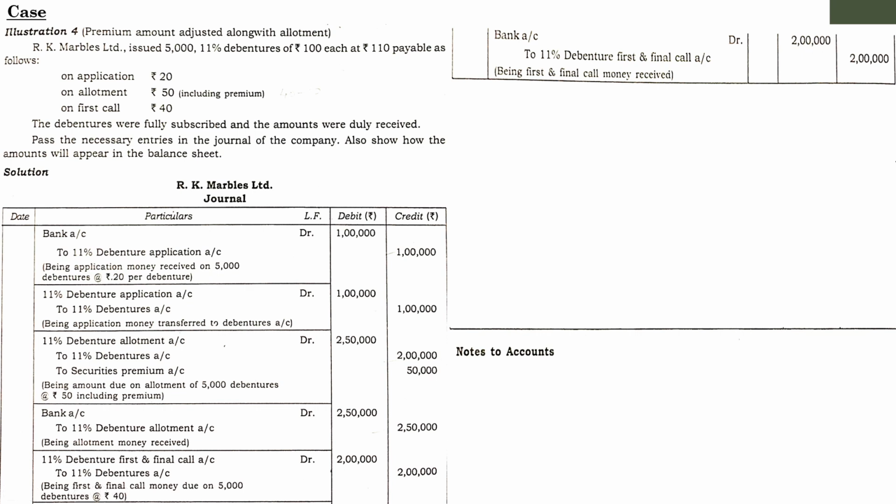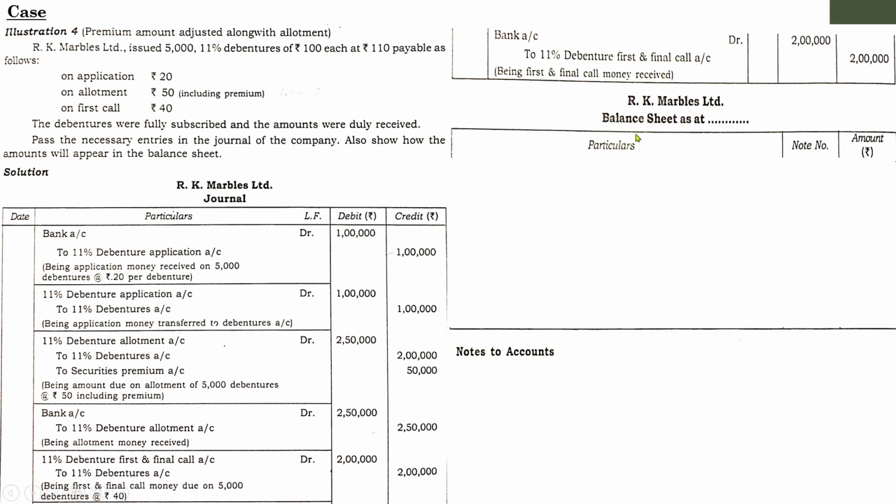So these are the journal entries that have to be passed with regard to the issue of debentures in the form of installment, even if it consists of premium factor. Next one, in the question it is mentioned that after passing the necessary journal entries, you need to prepare the balance sheet. So before the preparation of balance sheet, you need to work out something.